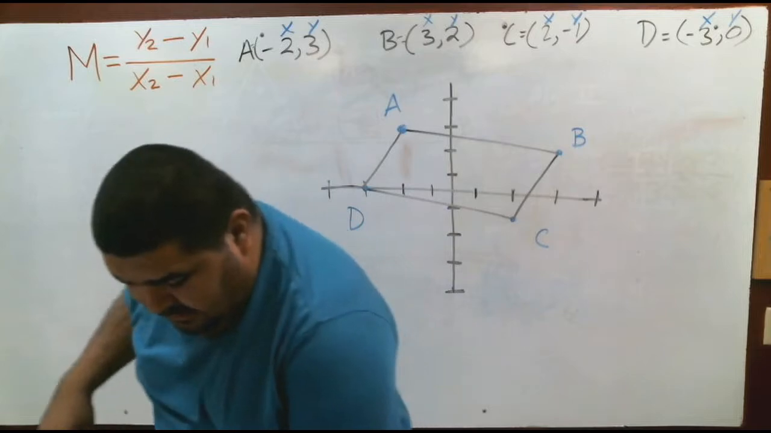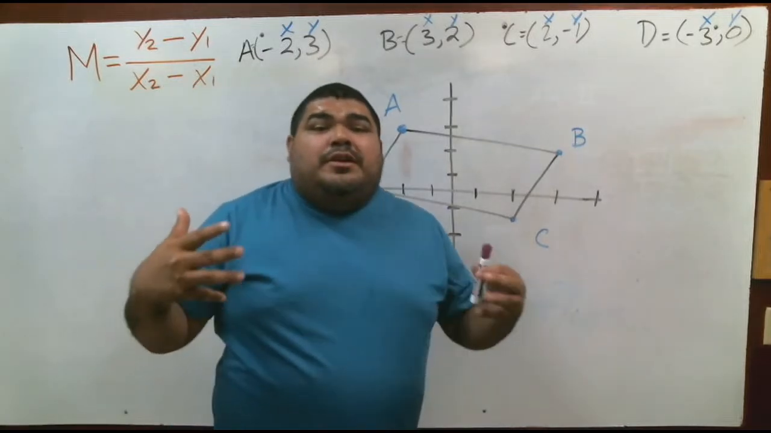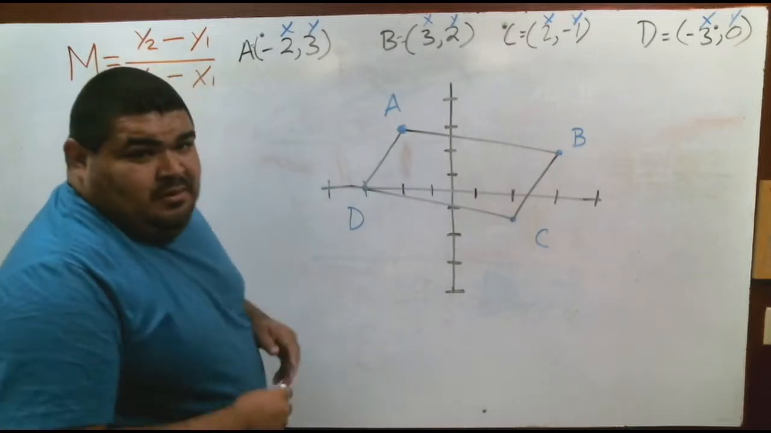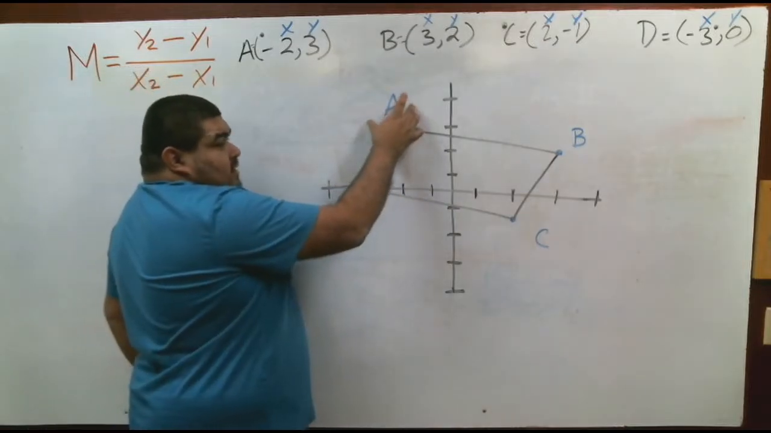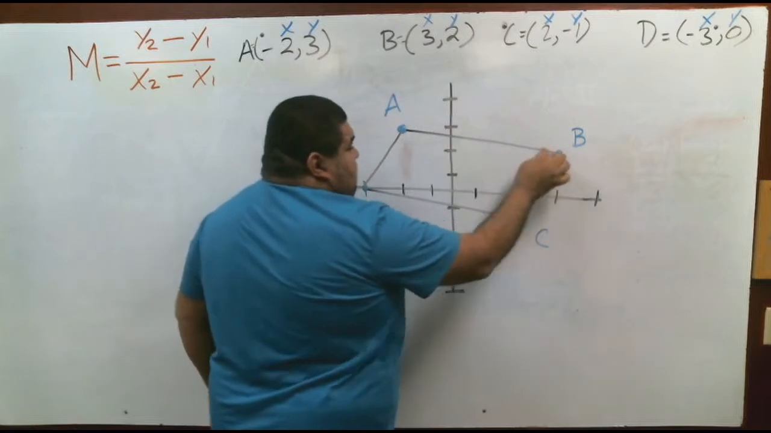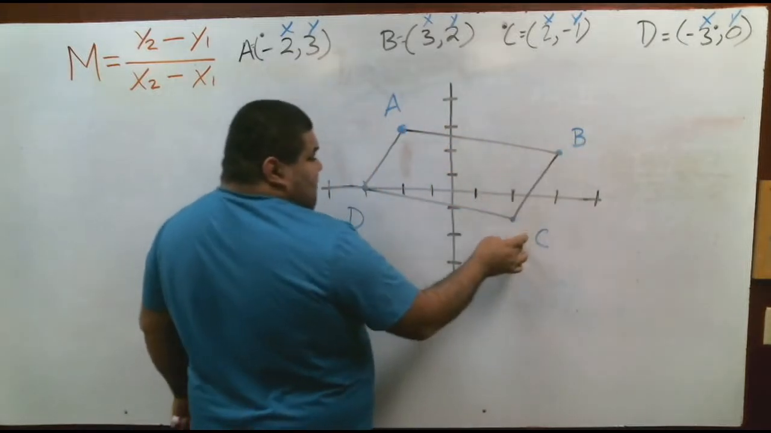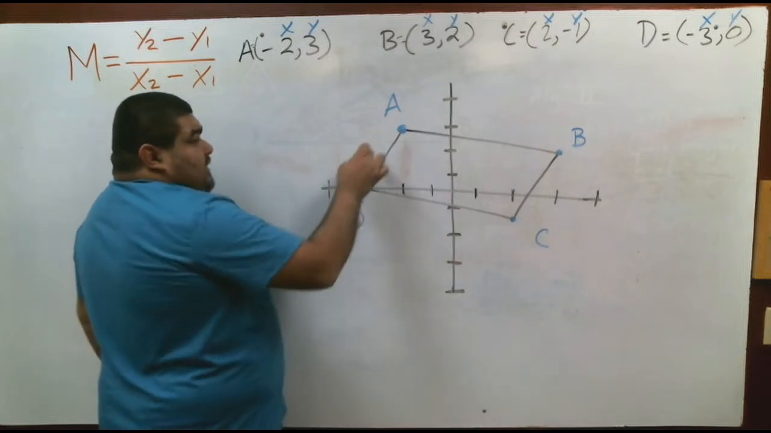Anyways, now that we know the formula, we're going to test the theorem with the formula. Meaning, we have to get A and B to find the slope between A and B. We have to find it between B and C and D and A.